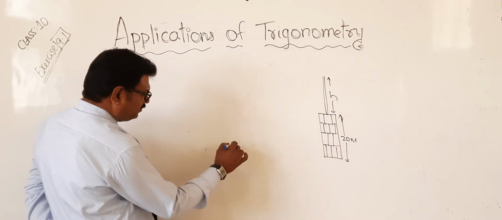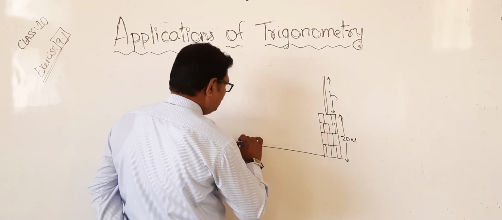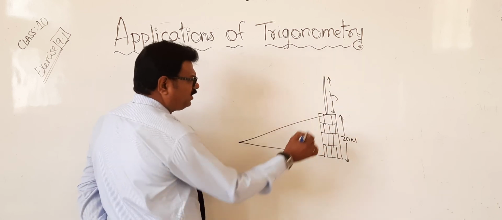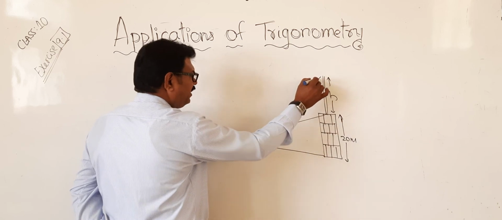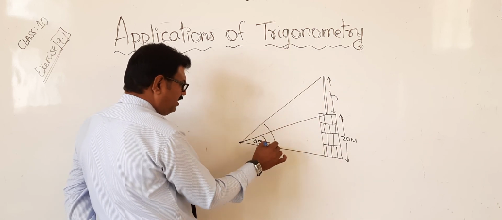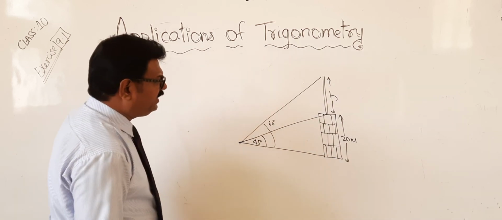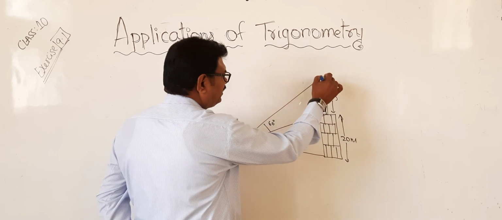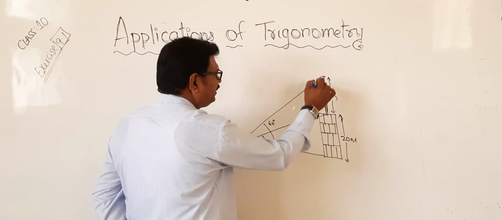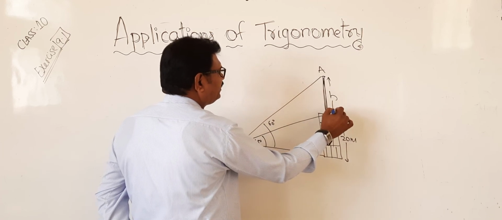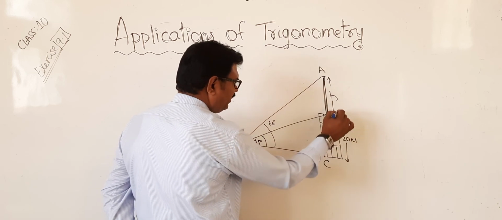When a person sees from a certain distance, the angle of elevation to the bottom of the transmission is 45 degrees and to the top of the transmission is 60 degrees. He is asking us to find out the height of the tower. Okay? Very, very simple.